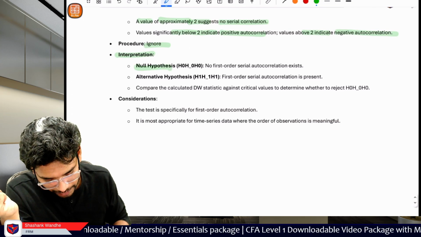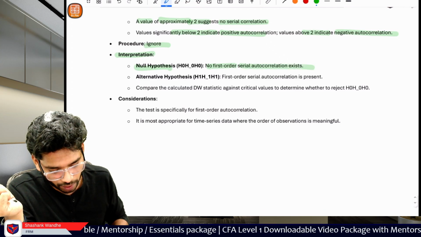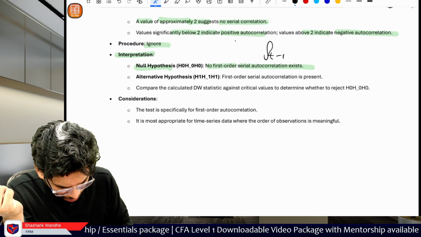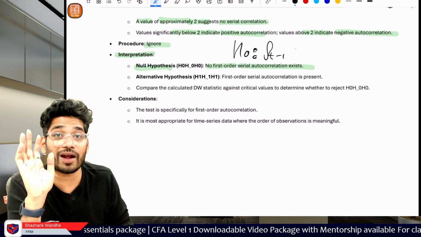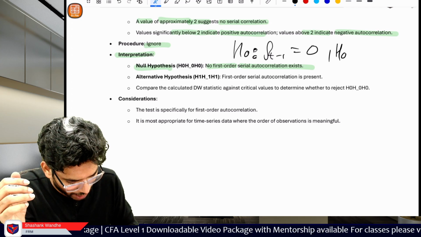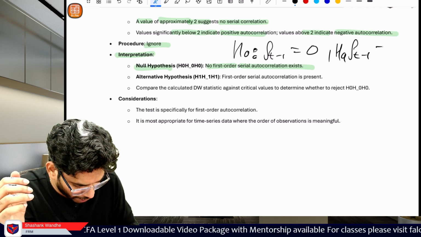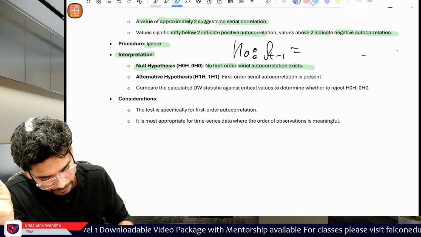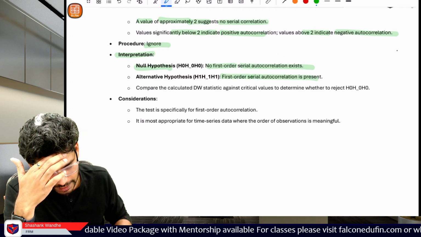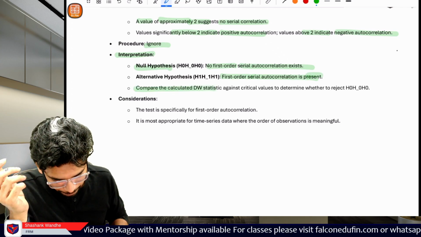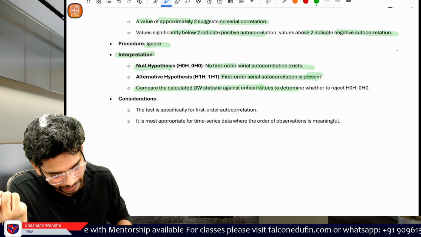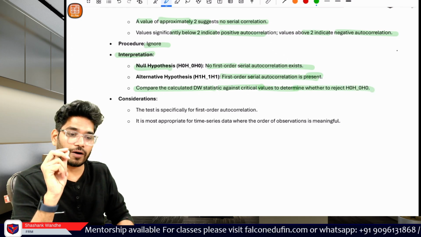Interpretation: the null is that no first order serial autocorrelation exists. If we have to write it, your H0 will look something like this, with the t minus 1 term. Not important for the exam, just giving you from my side. The alternate will look like t minus 1 not equal to 0. The alternative hypothesis is that first order serial autocorrelation is present. Compare the calculated DW statistic against the critical value to determine whether to reject or fail to reject.